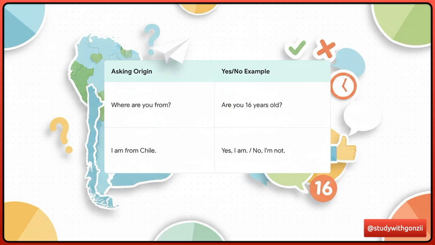But sometimes we don't even need a WH word. Sometimes we just want a simple yes or no. To do that, we literally just swap the subject and the verb. So instead of saying you are, we ask, are you 16 years old? And the answer is just a short, polite response. Yes, I am, or no, I'm not.